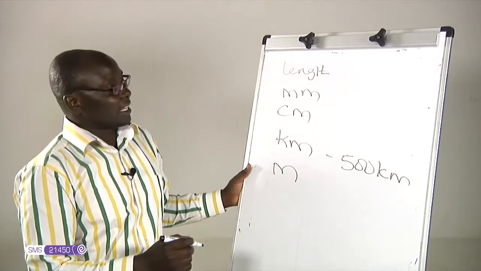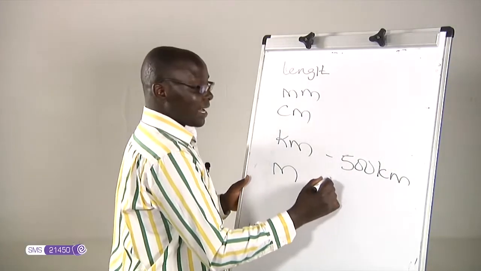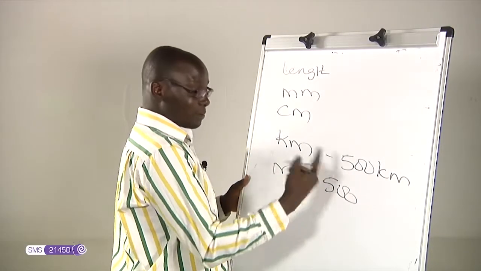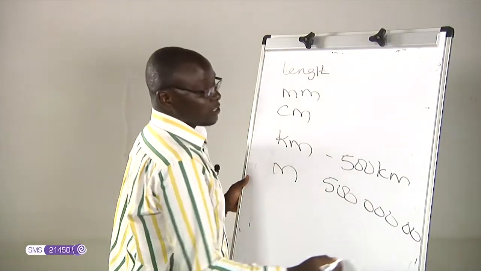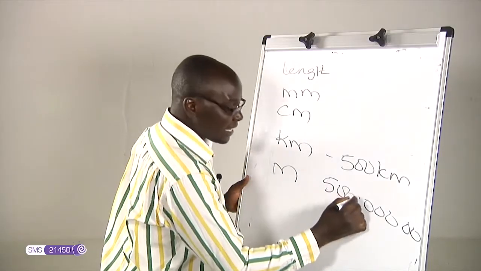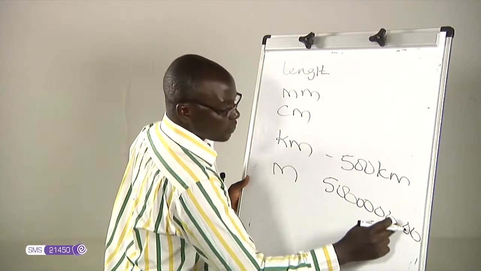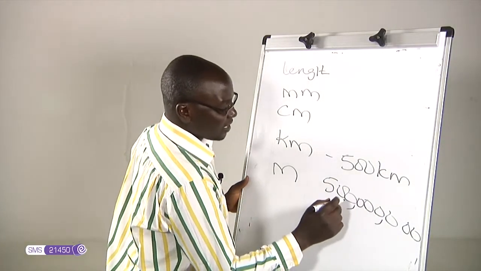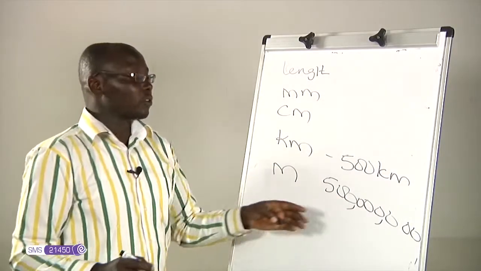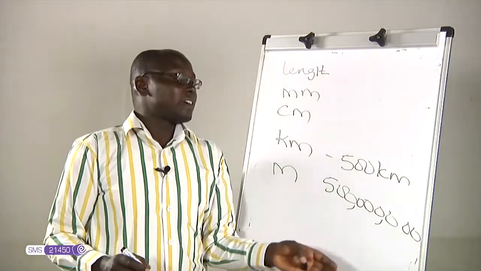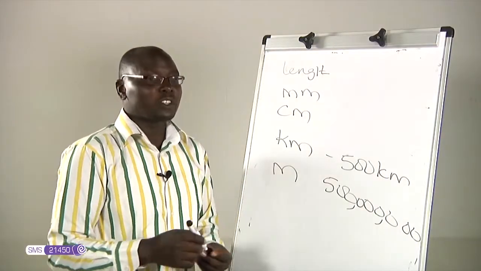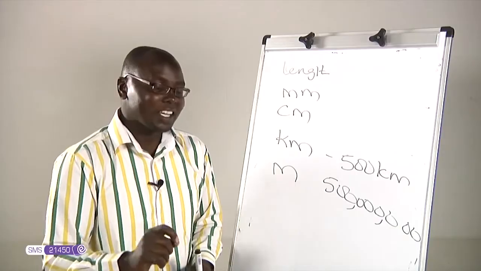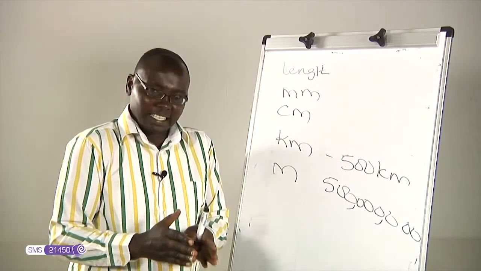So if I say that the distance from here to Mombasa is 500, I multiply by 1,000 to make them meters, then by 100 to make them centimeters, and even by 10 to make them millimeters. Then I say that the distance from here to Mombasa is 500 million millimeters. It doesn't sound quite right. So the choice of the unit to actually use depends on the distance that is there.